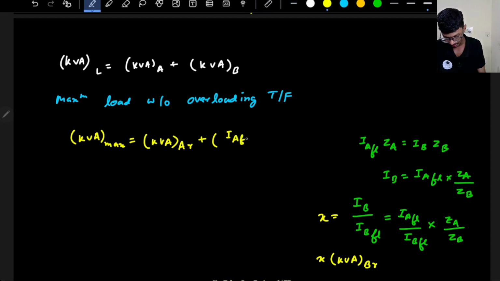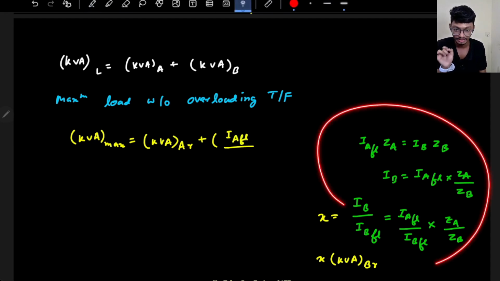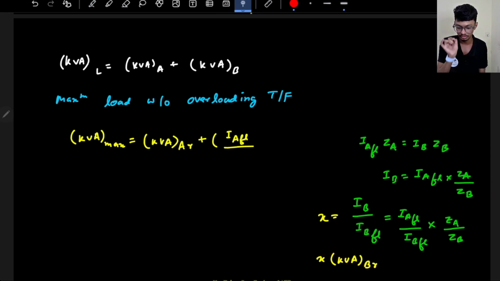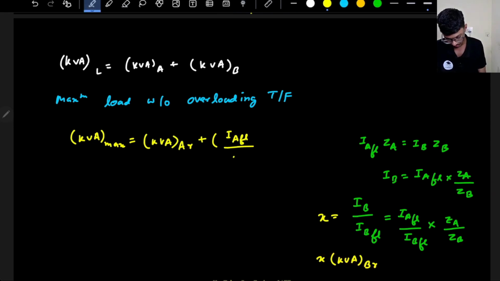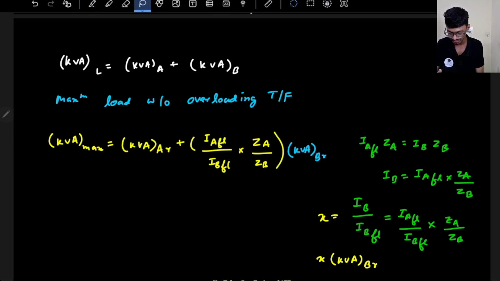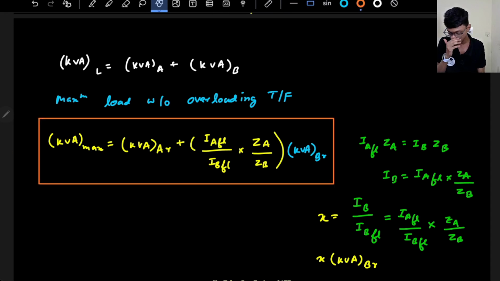Don't worry if you don't remember the formulas. I am telling you how to derive the formulas, so that in the exam hall you can do the same thing. So IAFL divided by IBFL into ZA upon ZB. So this is my X value, and into the kVA base, obviously the kVA rating of B. Now this is the formula. I don't want you to remember the formula, I want you to remember the concept. This will not always be valid. This will be valid only if transformer A reaches full load first.